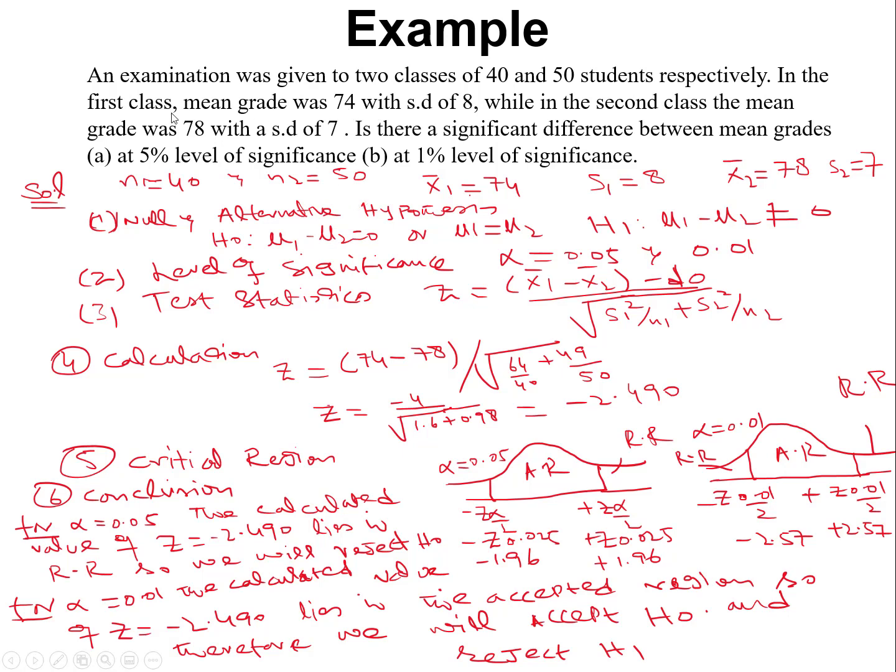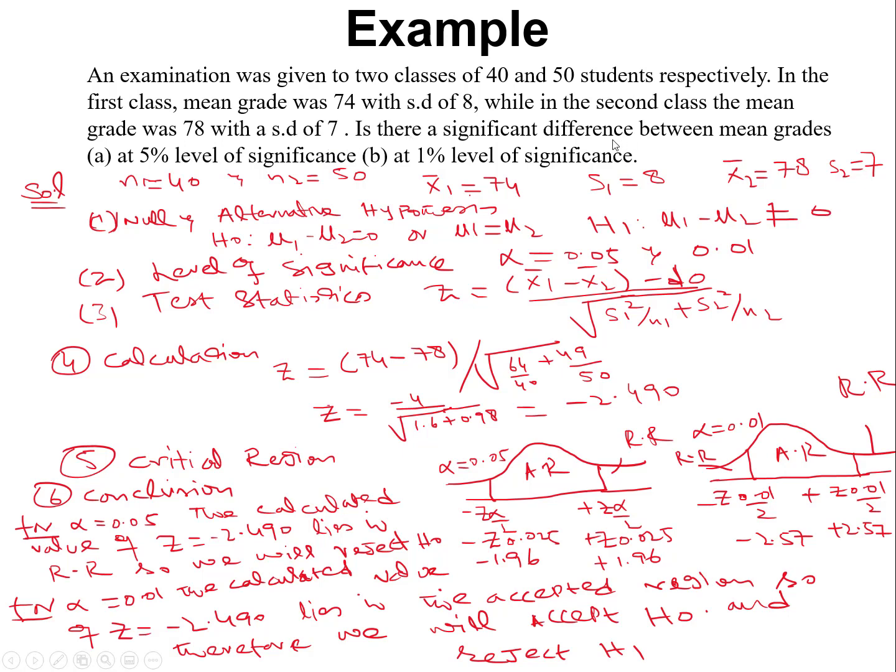So how will you denote the sample mean? Because we are talking about sample data, this is basically the sample taken from a population. So x1 bar, the mean of sample 1, is 74 with a standard deviation. Normally we denote the sample standard deviation with a small s, and if it is a population standard deviation, then we denote it with sigma. So s1 is equal to 8. While in the second class, the mean grade was 78. So this is our x2 bar, which is 78, with a standard deviation of, so this is our second standard deviation.